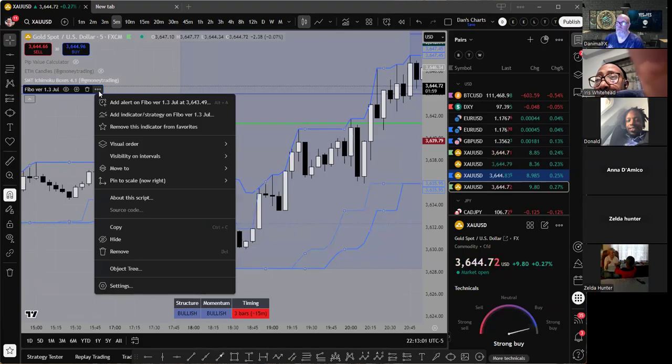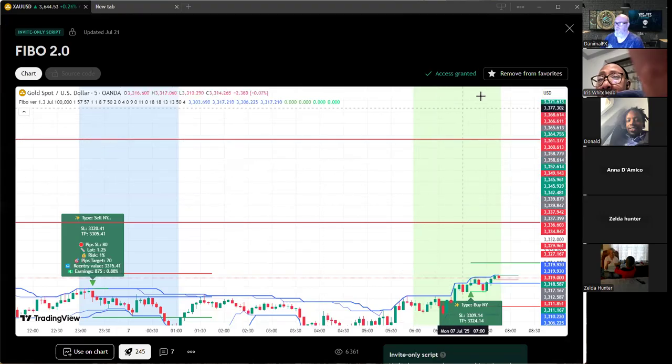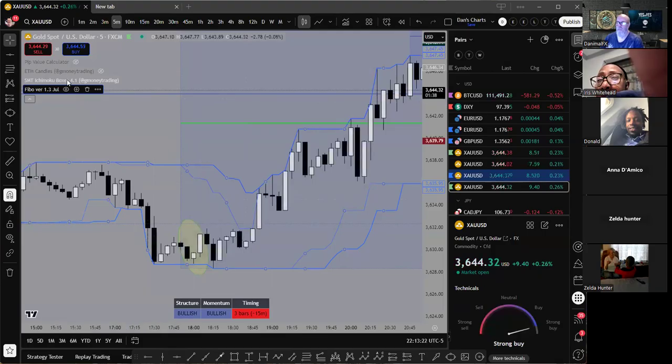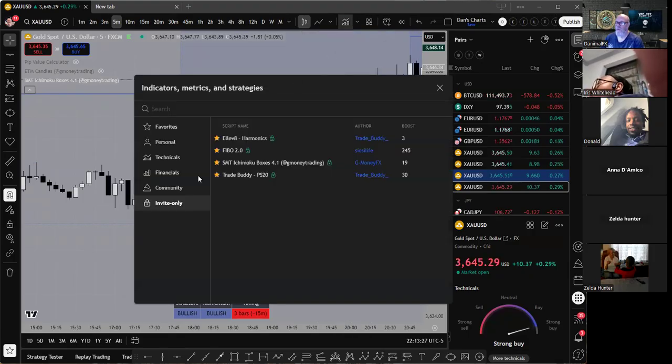If you go to these three buttons, it should go to about this script. When you hit about this script, it'll take you to its page. You can just remove it, add it to favorites, and then remove it from here. Go back to your invite onlys and hit the FIBO 2. It still says 1.3, even though it says FIBO 2.0 here. Yeah, I've been trying to do that all day. So that's how you change it.